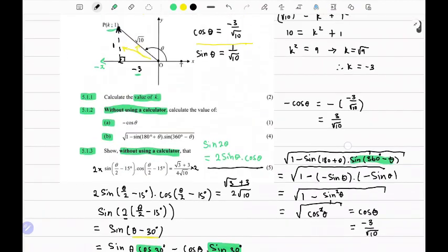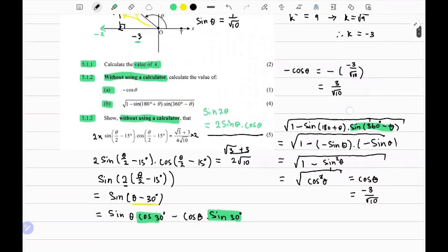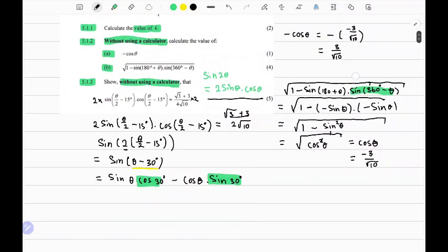We found sine theta to be 1 over root 10, so we can just plug that in. So this is equal to 1 over root 10 times cos 30, which is root 3 over 2, minus, we found cos theta to be negative 3 over root 10, into sine 30, which is half.